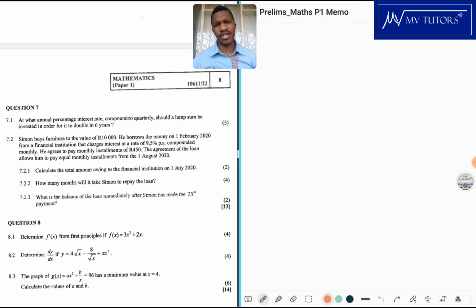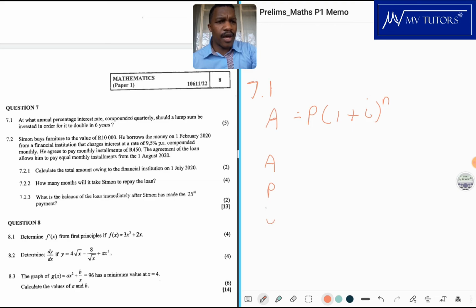The first thing to do with financial maths that's very important is to pick the right formula. Now, what's the formula for this one? We're doing question 7.1, and the formula is the compound one. That's our clue. So it's A equals P, and then 1 plus I in there, and then the N is on top. That's compound. What I like to do is write my variables on the side: what is my A, what is my P, what is my I, and what is my N. Let me just make sure the I looks like an I.